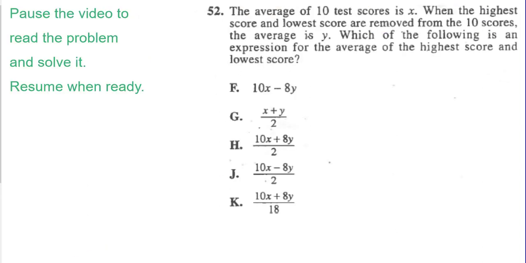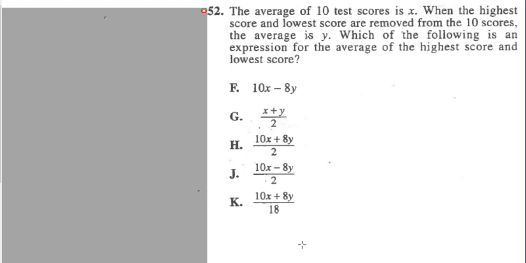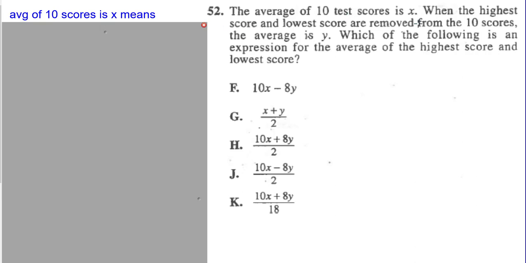Number 52, pause as needed. So this one was a tough one, I thought. Starting with the average of 10 scores is X. What that means is if I would add them all up, the answer would be 10X. Okay, now think about that.